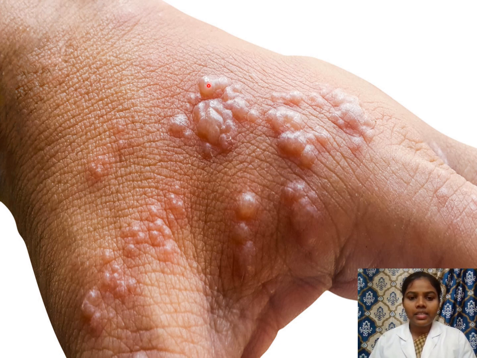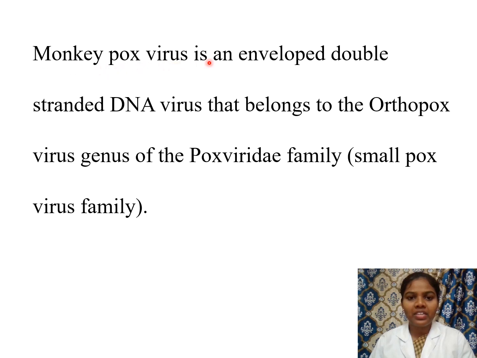Here we can see the manifestation of monkeypox virus on skin in human beings. We can see these blister-like structures, and they are deeply seated inside the skin. Monkeypox virus is an enveloped double-stranded DNA virus that belongs to the orthopox virus genus of the Poxviridae family, that is smallpox virus family. So monkeypox virus belongs to the genus called orthopox virus genus and family called Poxviridae family, the same as the smallpox virus family. And it is also a double-stranded DNA virus which is enveloped.